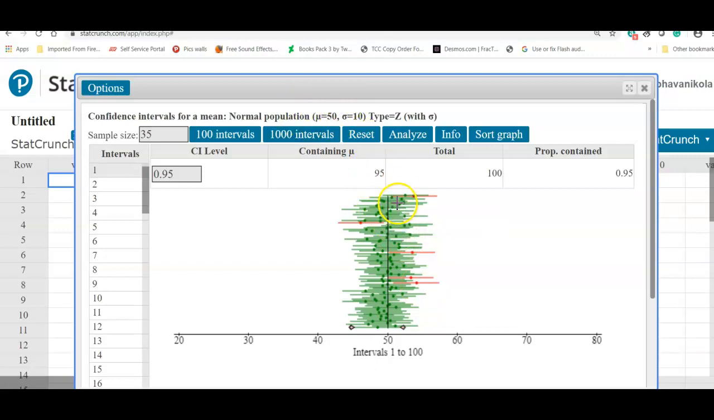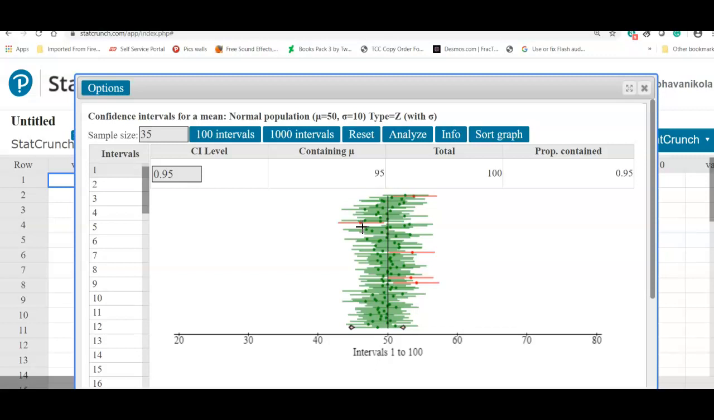If you look at this, all the green ones contain the population mean. Somewhere or the other, they contain the population mean. The red ones do not contain the population mean. So you see here that 95% of the samples are green and 5% are not. So when I say confidence interval, I'm saying that 95% of my samples will contain the population mean.